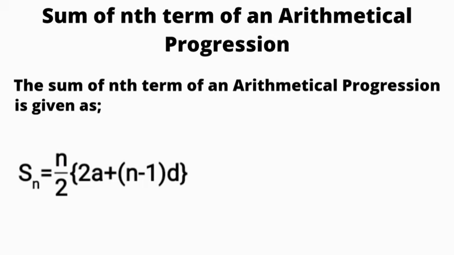The sum of the nth term of an arithmetical progression, also known as AP, is given as S subscript n is equal to n over 2, bracket open 2a plus n minus 1 d, bracket closed.